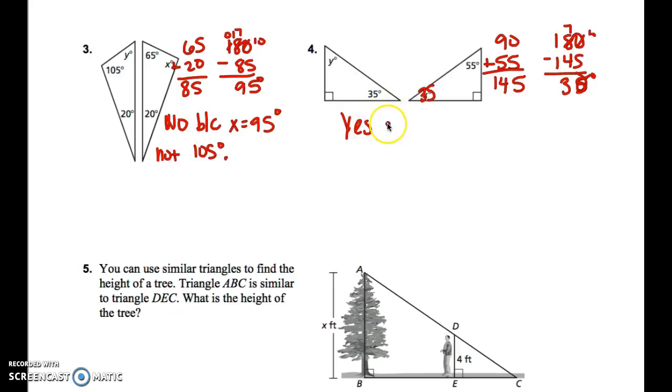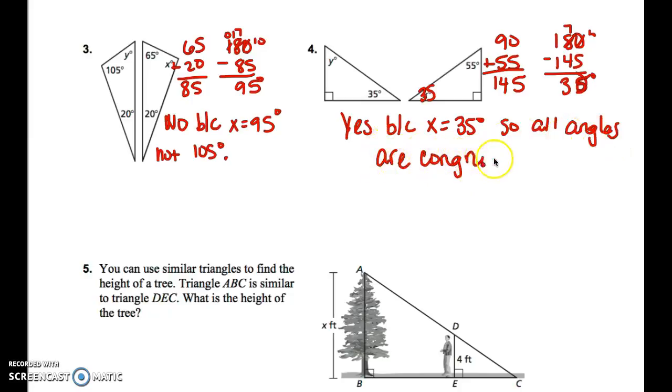So yes, these are similar triangles because x equals 35. So all angles are congruent. So what we were looking for on all of these examples in 2 triangles, if all 3 angles match up with each other, if they're the same measures, then your 2 triangles will be similar. And in a triangle, if 2 of the angles are the same, then automatically all 3 have to be the same.